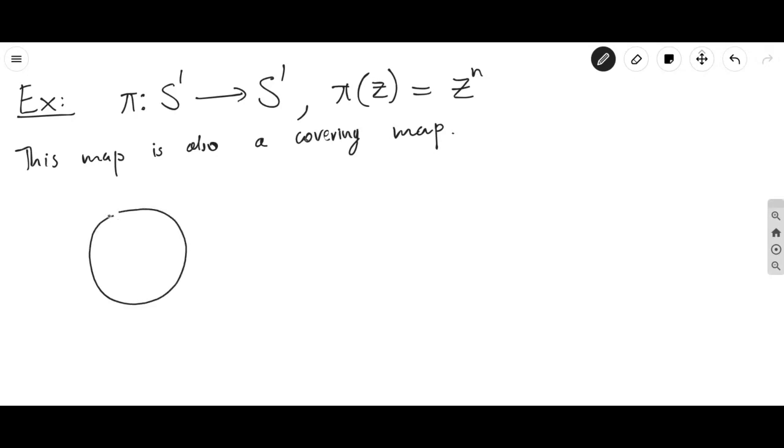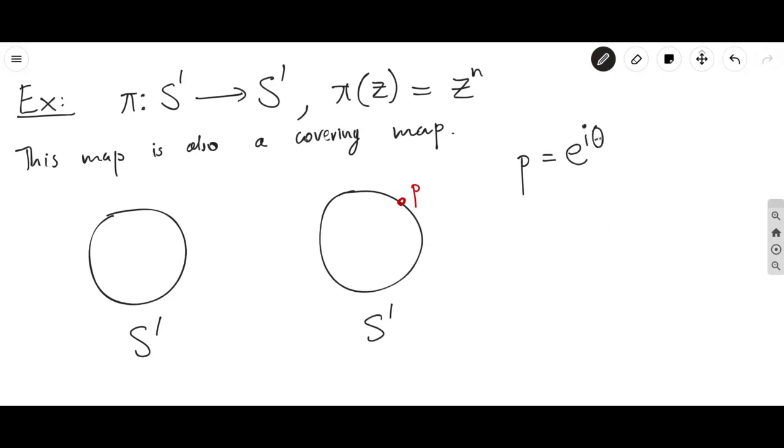So here's the way the picture goes. We have our circle and we have a circle, so this is S1, this is S1. Let's say we pick a point P on the circle. Then just like before, we can write P as e to the i theta. There's this angle theta being formed. Now we want to find a point over here, let's call it Q, that is being mapped over to that point.